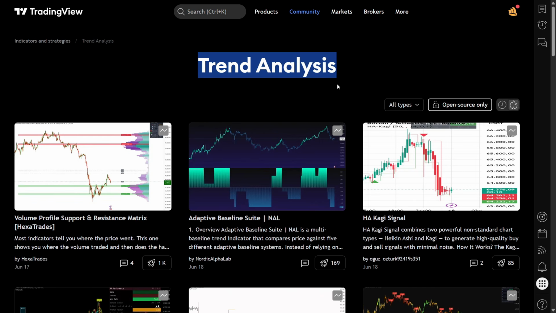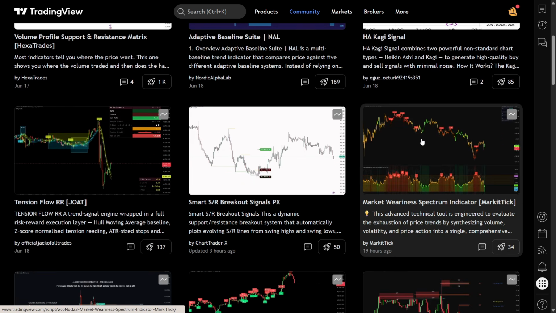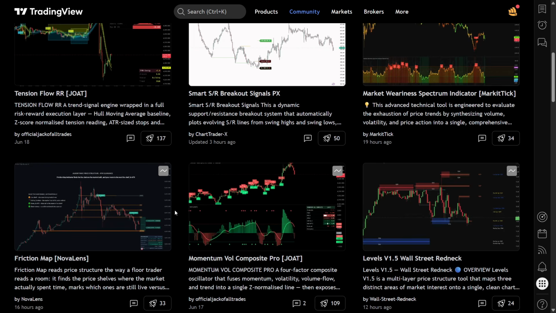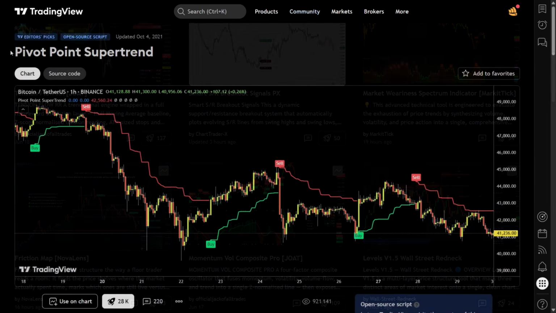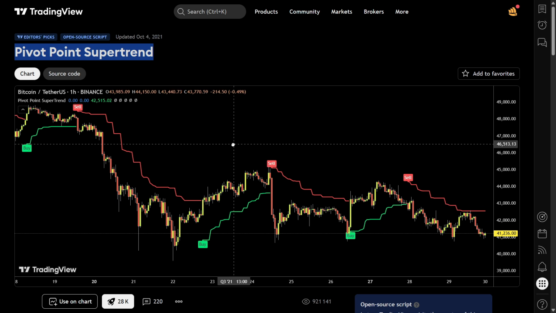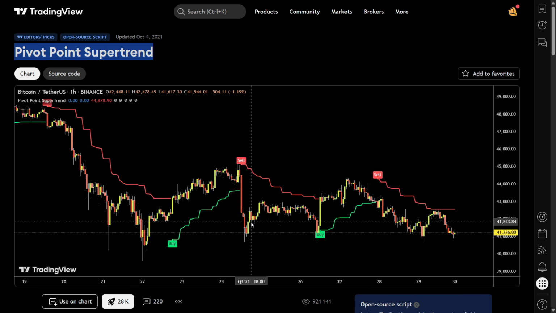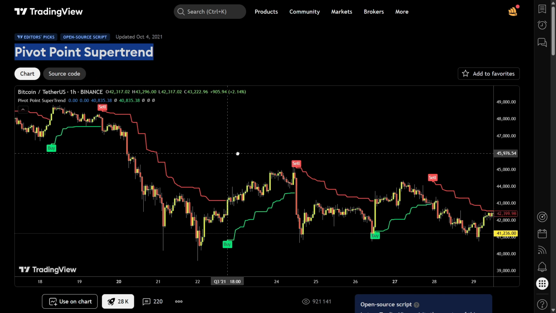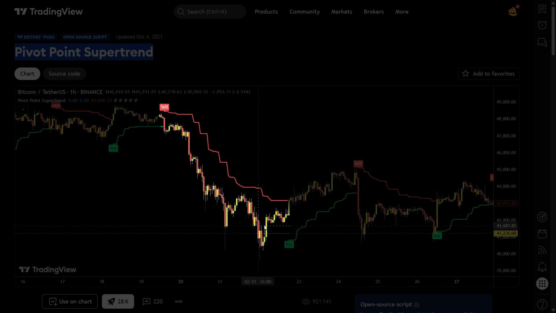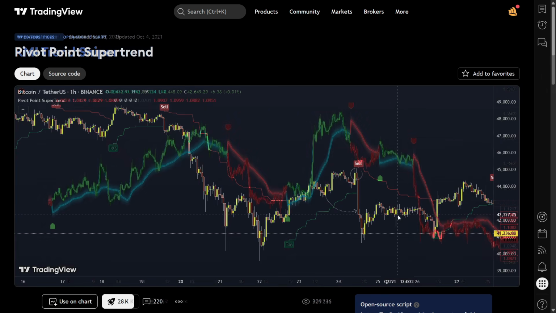Let's start with trend indicators. Trend indicators are usually placed directly on the chart, and their main job is to help you understand direction. The first one is Pivot Point Supertrend by Lonesome the Blue. This is a stronger version of the normal supertrend because it also uses pivot highs and lows in the calculation. That makes it better at identifying trend direction and trend changes without reacting as badly to every small move.